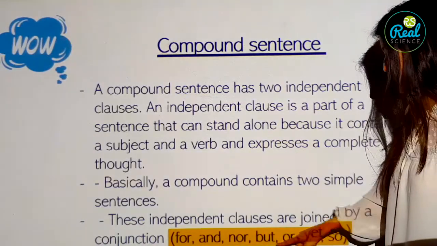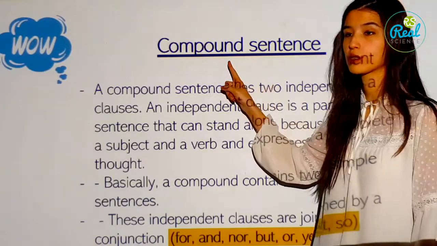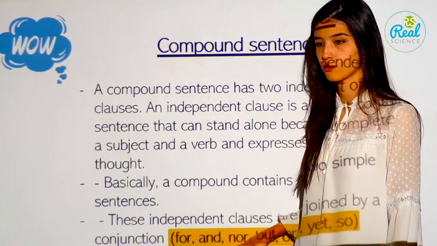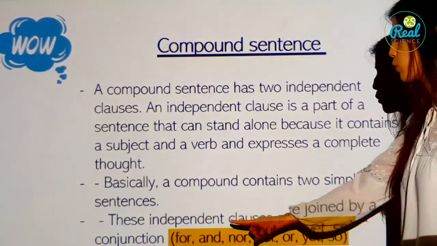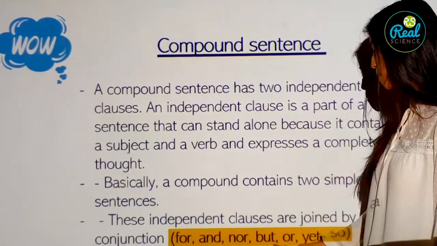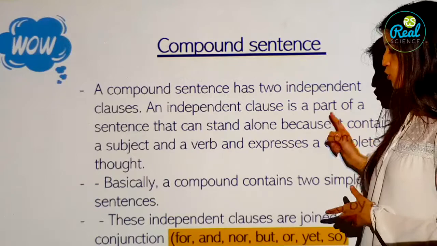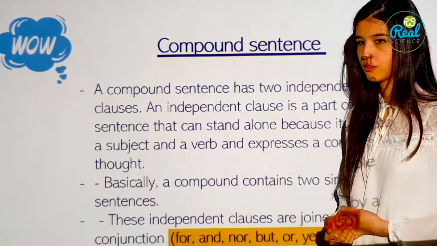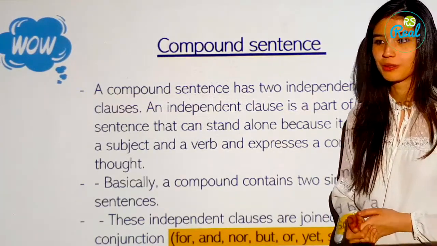These are signal words, the words that you have to use in order to make a compound sentence. Please write them down because you will have a quiz for this topic today after about two minutes. So remember them: for, and, nor, but, or, yet, so. With these ones, you make a compound sentence. Write them down, because if you make a mistake in this quiz, I will really exclude you.